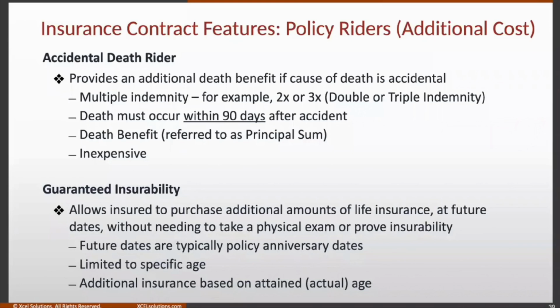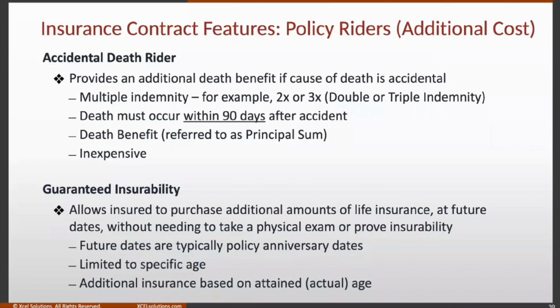So the guaranteed insurability rider allows the insured to purchase additional amounts of life insurance at stated ages in the future between their birthdays of 25 and 40 years of age at future dates without needing to take a physical exam or prove medical insurability. Future dates are typically policy anniversary dates after the 25th, 28th, 31st, 34th, 37th, and 40th birthday. There's a 90-day window that opens up that allows the person to exercise their rider for that additional amount of insurance coverage, whatever amount of rider they put on their policy. So in my example, they had a $250,000 policy. They had a $50,000 GIR rider on it.